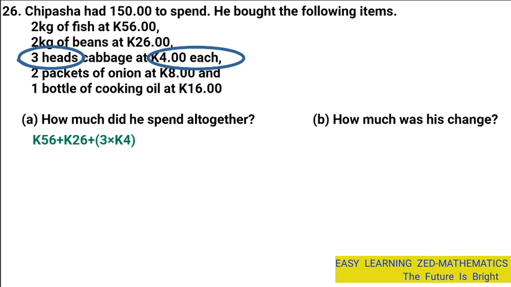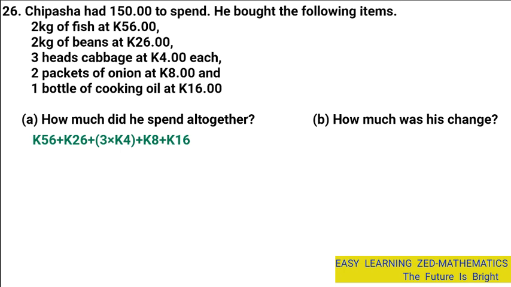Then 2 packets of onion at 8 kwacha. Again, here you need to pay attention. 2 packets of onion at 8 kwacha. There is no word each, so there is no need for you to add 2 8s. It is that 2 packets of onion were sold at 8 kwacha, so when he bought 2, he paid 8 kwacha. So be careful you don't add 2 8s. You will say plus 8. Then 1 bottle of cooking oil at 16 kwacha. So you say plus 16 kwacha. Okay, so now I'm going to evaluate this expression.